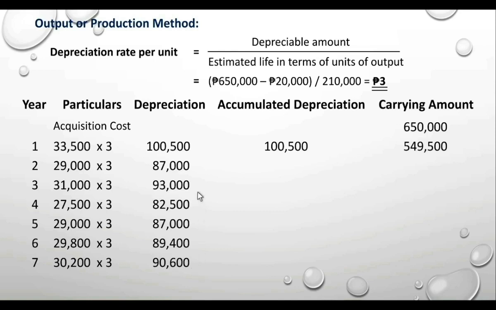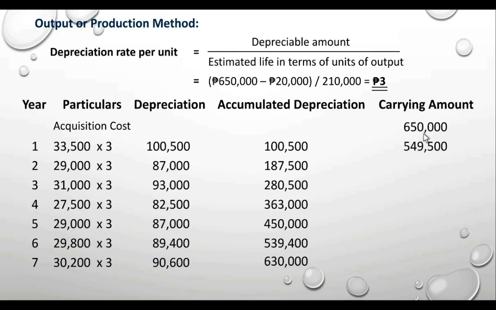The depreciation expense for a period plus the unadjusted balance of the accumulated depreciation equals the adjusted balance of accumulated depreciation. The acquisition cost minus the adjusted balance of the accumulated depreciation equals the carrying amount at the end of the period.